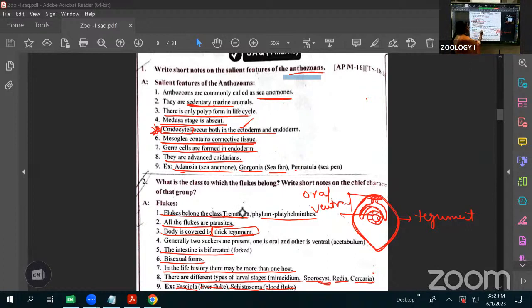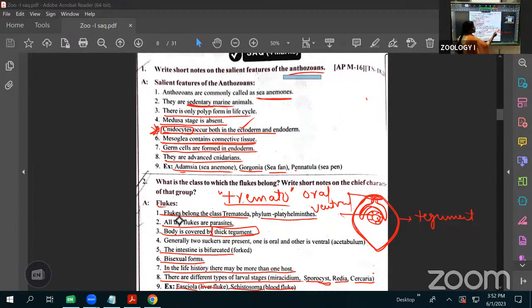This is mainly the general characters of Trematoda. Indirectly, they give the question like this: what is the class to which the flukes belong? Write short notes on that. Commonly called flukes, they belong to class Trematoda and phylum Platyhelminthes. All are parasites only. The body is covered by thick tegument. They have two suckers for attaching to the host.